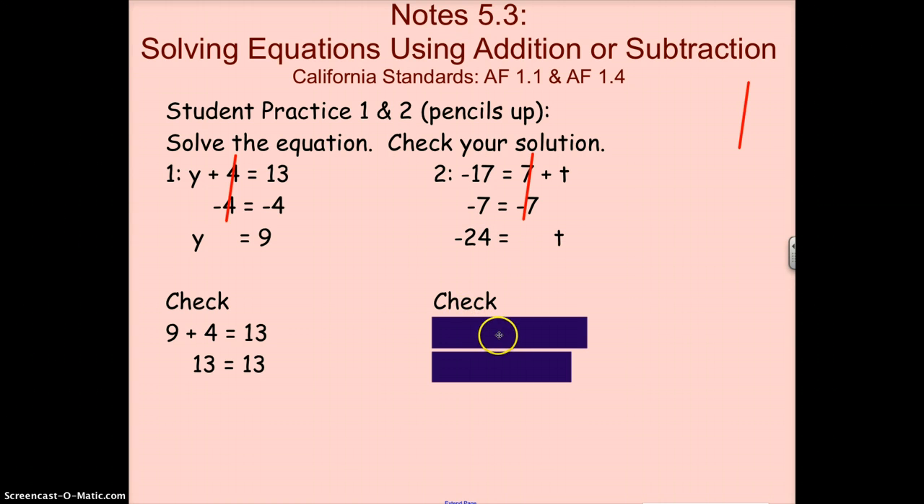Now I can check my work by putting my negative 24 in. I'm adding a negative and a positive here. Of course, I am secretly subtracting, and end up with negative 17 equals negative 17.